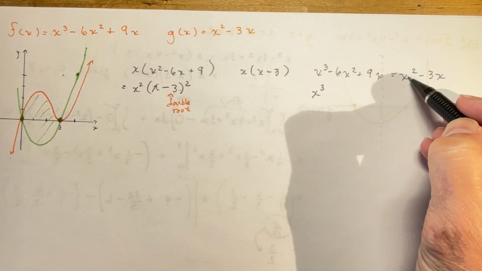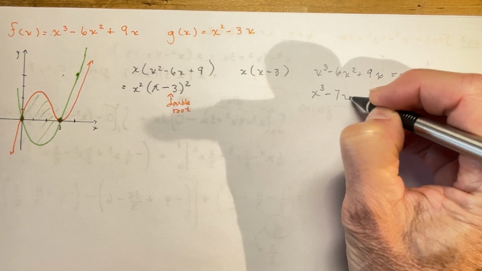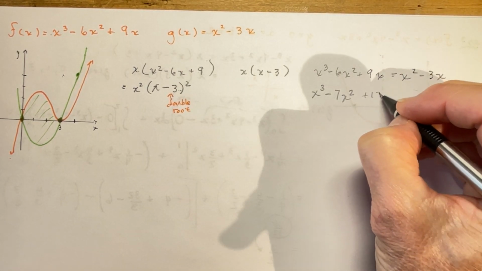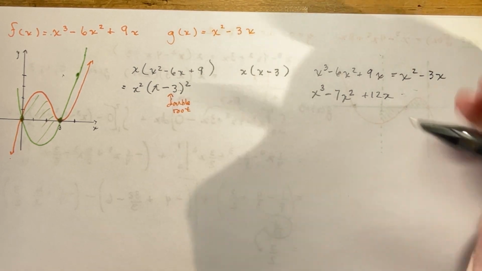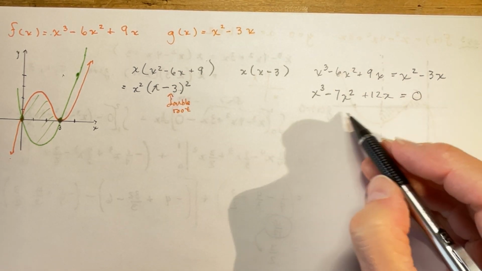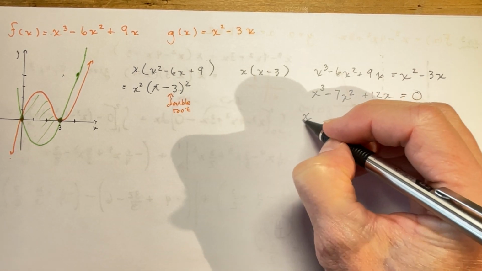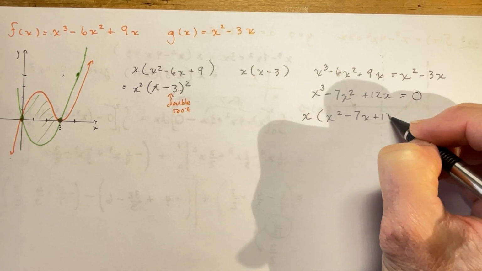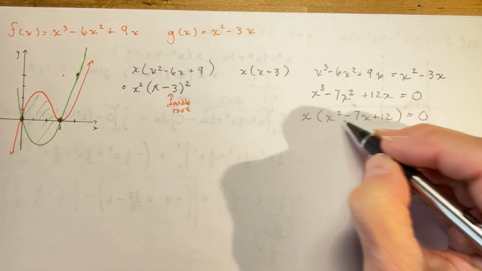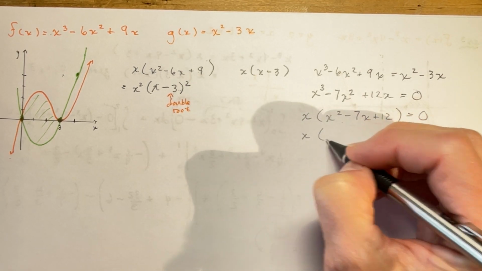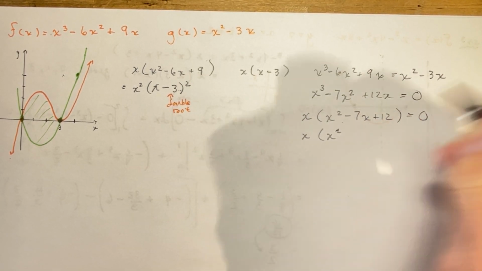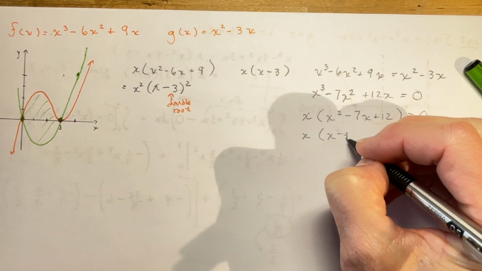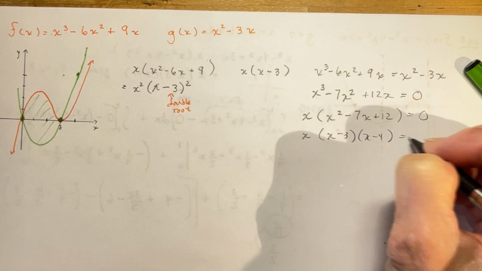X cubed, I subtract 1, that's going to be minus 7x squared, and I'm going to add 3, that's going to give me 12x equals 0. Where are they equal? A common factor of x, that's always nice to pull out before you begin. Minus 7x plus 12. What multiplies to 12 and adds to negative 7? Ooh, nice. Minus 3 and minus 4, right? Oops, so excited. Got it so fast. So x minus 3 times x minus 4 equals 0.